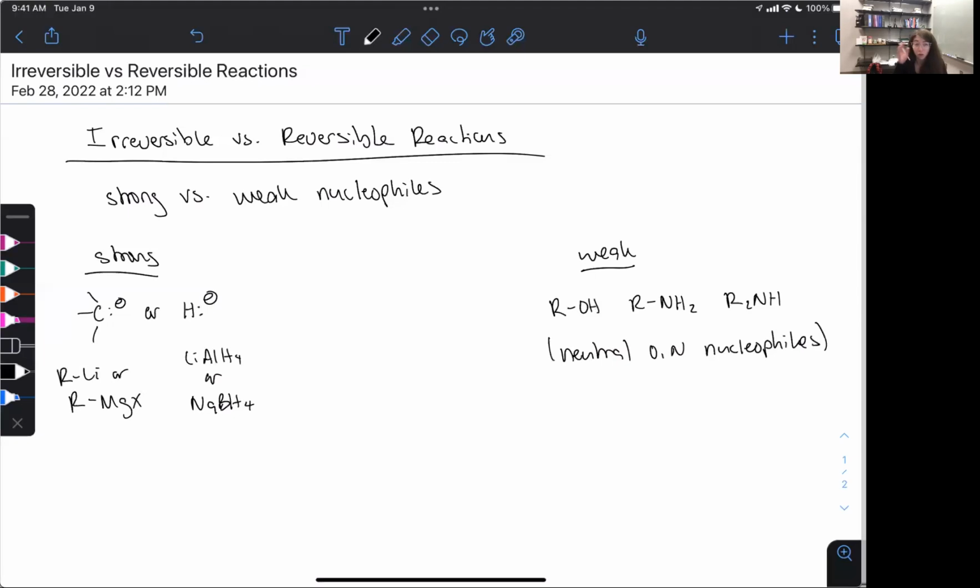Okay, so strong versus weak. Weak is going to be our neutral things, alcohols, amines. Strong is going to be our charged species, C-, H-, those types of things.